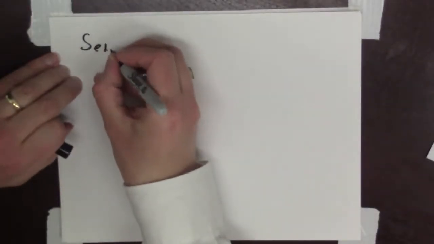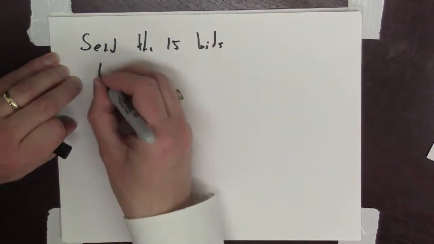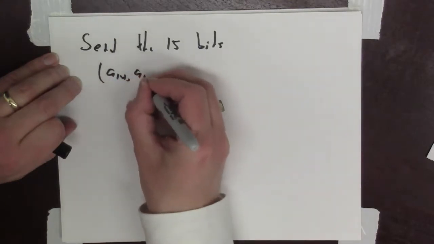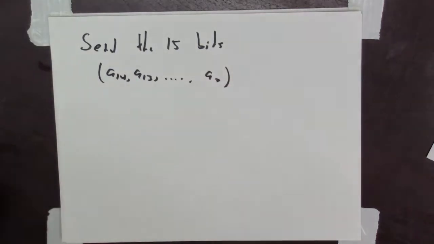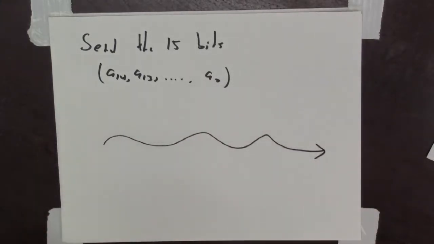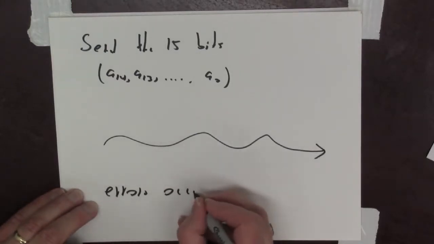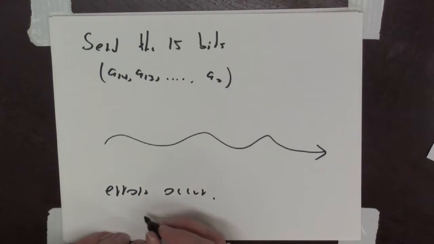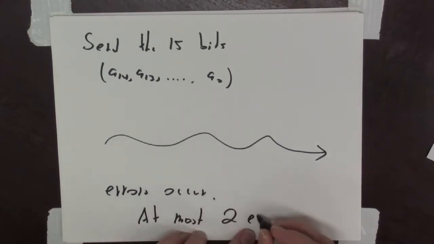We can send bits A14, A13, all the way down to A0. So this is going to go across the channel, and errors occur. Okay, but we are assuming now at most 2 errors.